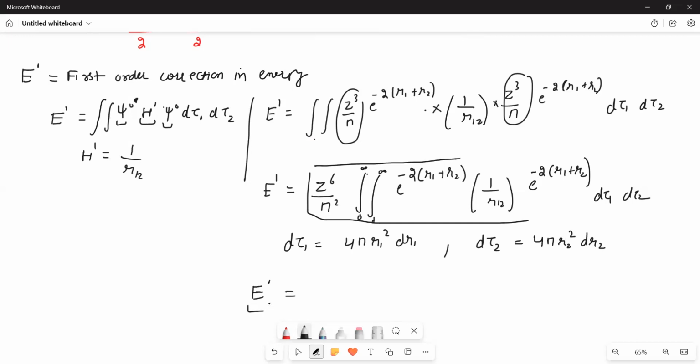Because E dash corresponds to the repulsive energy that takes place between two electrons, and it is repulsive in nature, the energy that comes out will be positive. So the energy that you will get after solving this integration will be equal to 5 by 8 into Z, and it is positive. Okay, why is it positive?